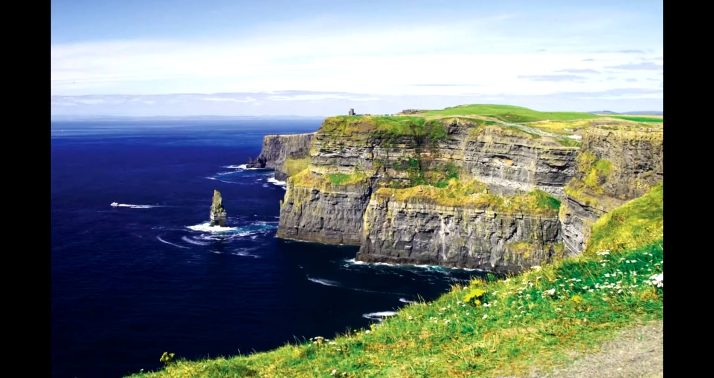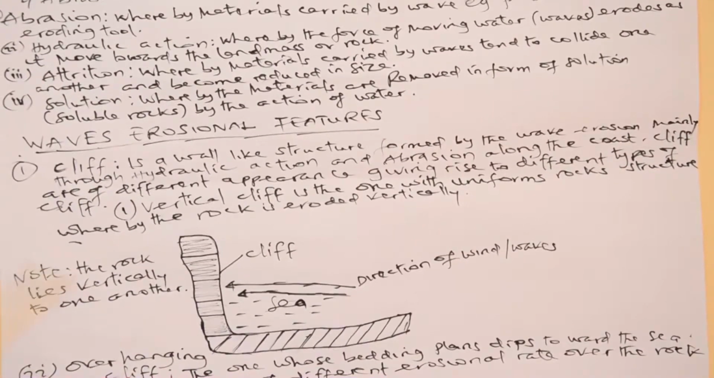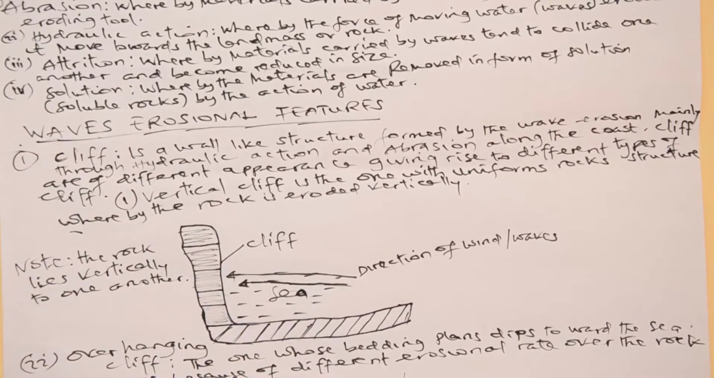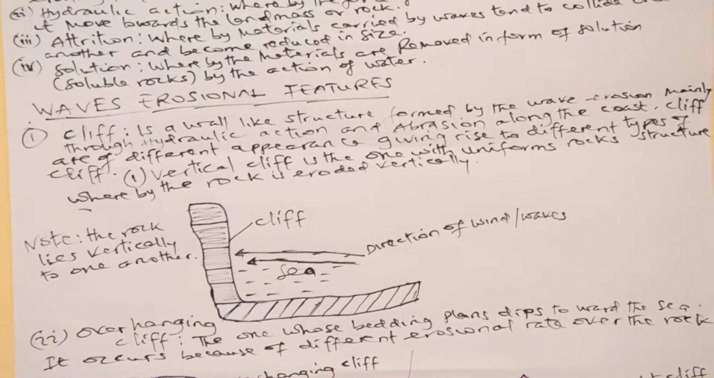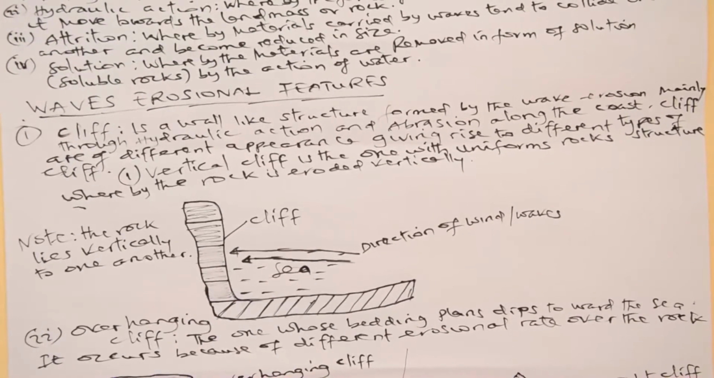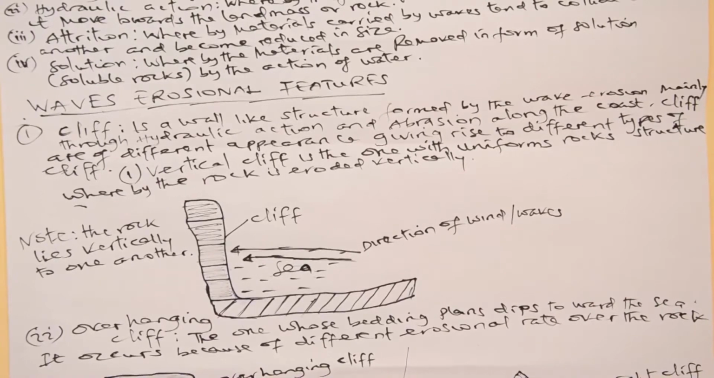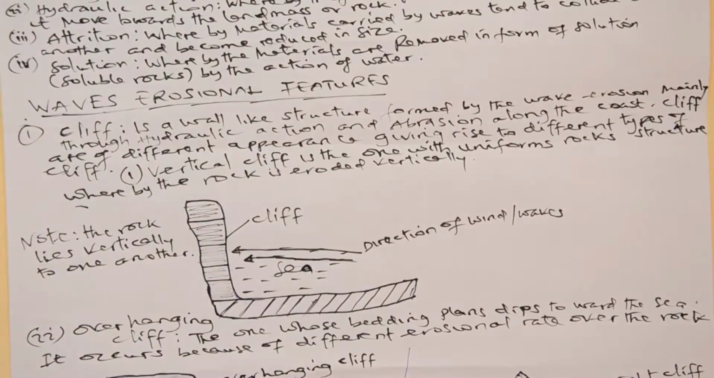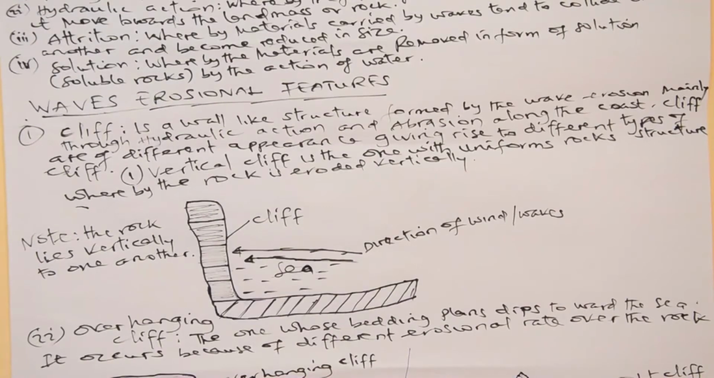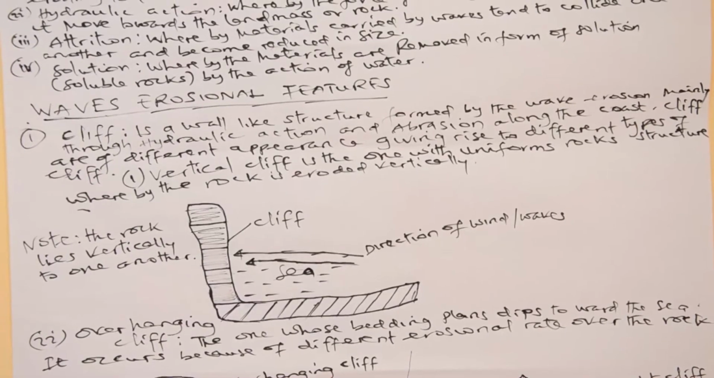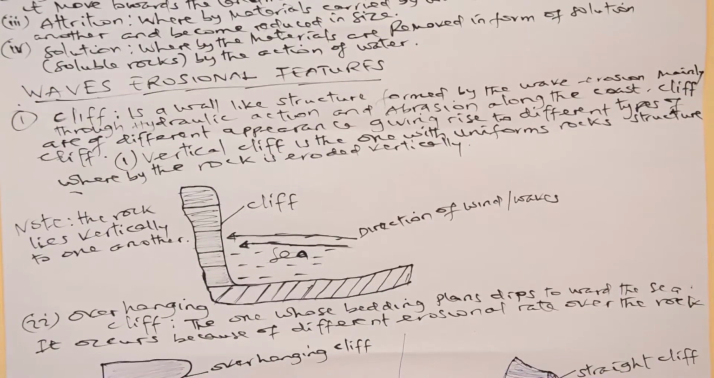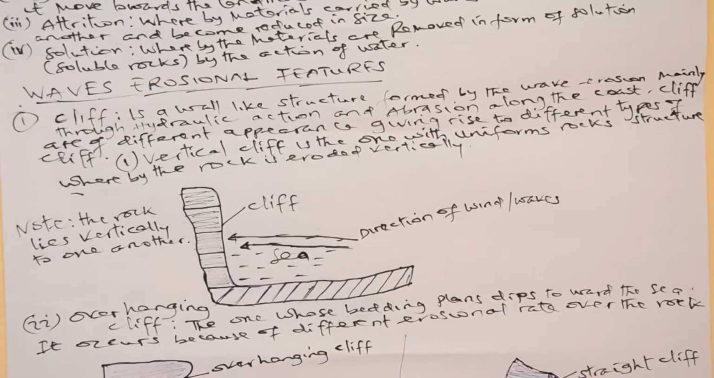Cliffs of different appearance give rise to different types of cliff. There are some cliffs which are vertical cliffs. This is the one with uniform rock structure, whereby the rock is eroded vertically. Wherever you pass all over the world, along the ocean, you can discover different appearances of cliff. Some of them are vertical in nature, like what is observed on this structure. Note, the rocks lie vertically to one another. This is the direction of waves, like what is shown.